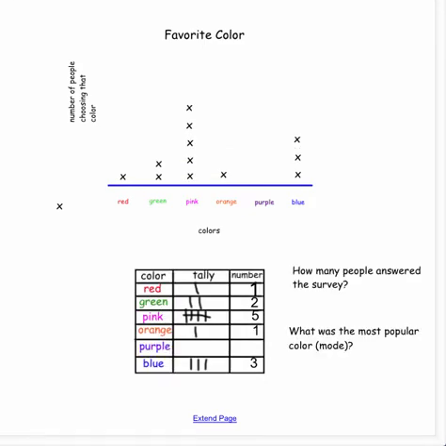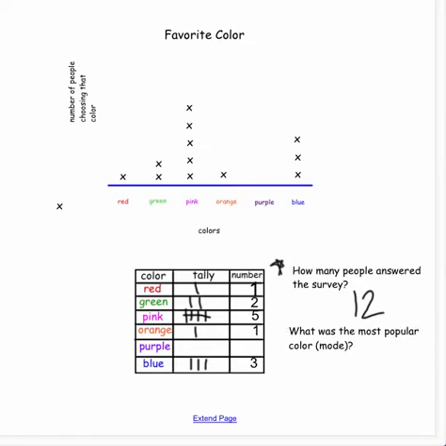Here's that information again that we just saw on the last screen, except now I want to answer some questions using the information that I have. The first one's written right down here. It says, how many people answered the survey? That means how many people in all gave an answer to their favorite color. I can find this out by counting my X's. I have 1, 2, 3, 4, 5, 6, 7, 8, 9, 10, 11, 12. 12 people answered the survey because there are 12 marks for a favorite color.